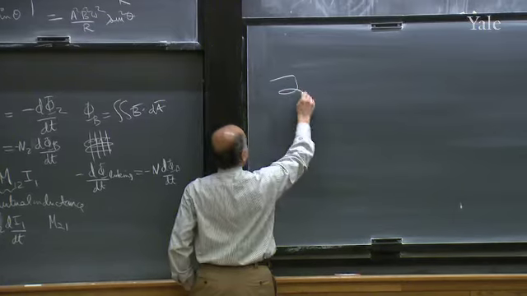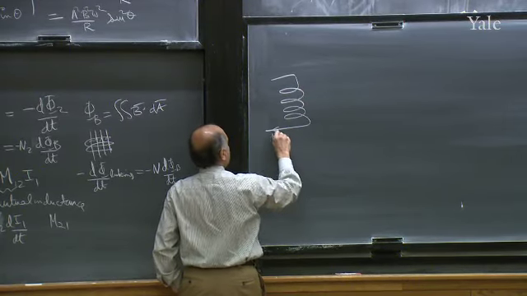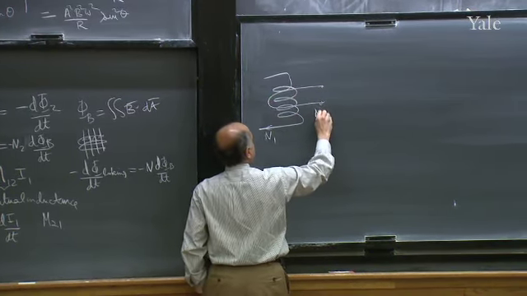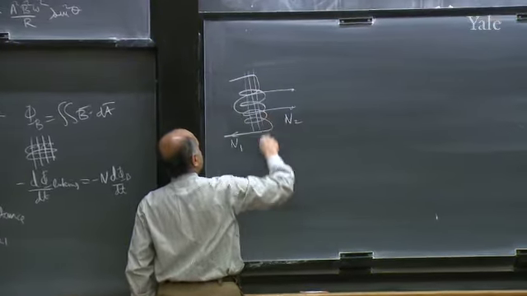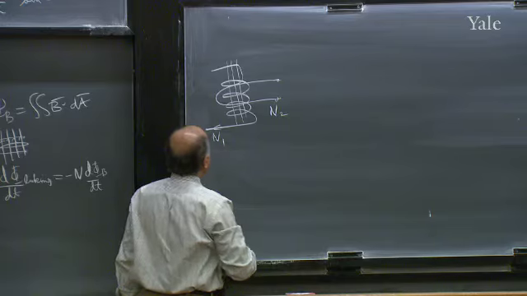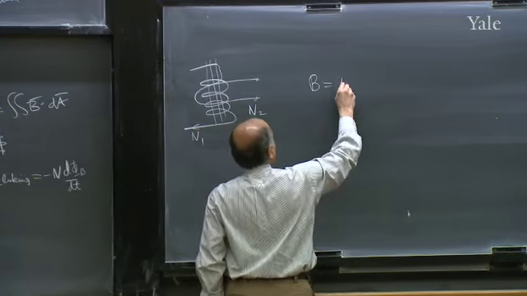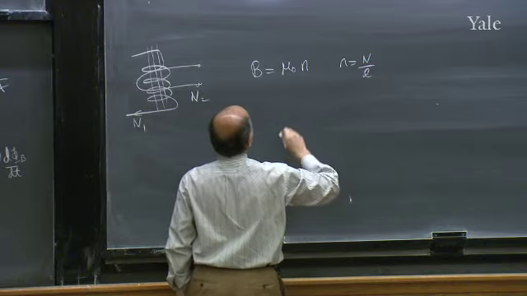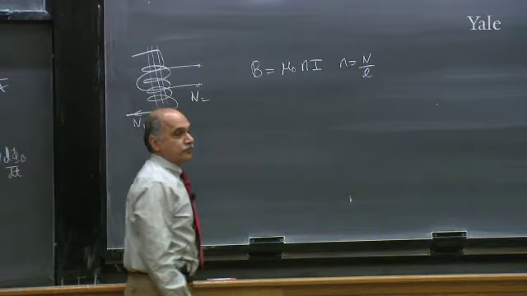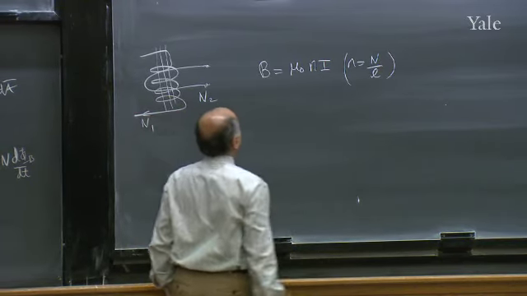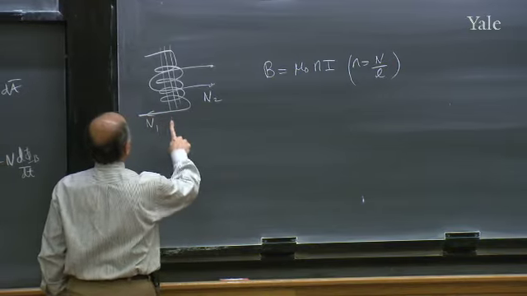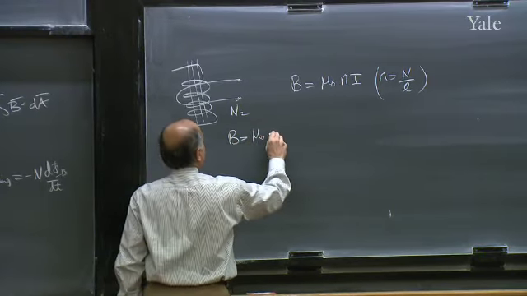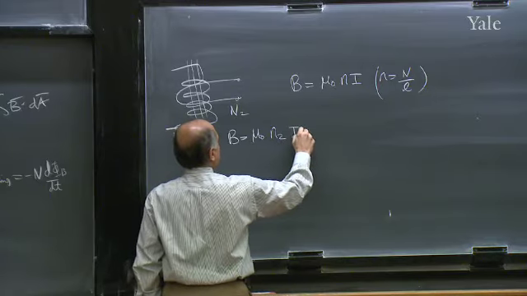So here's one solenoid. It's got N1 turns. And there's another one. I'm just going to show you one turn of it, but it can have N2 turns. And the flux is going through this. Now you remember that the magnetic field due to any solenoid is mu0 times n, where n is the number of turns per unit length, times I.